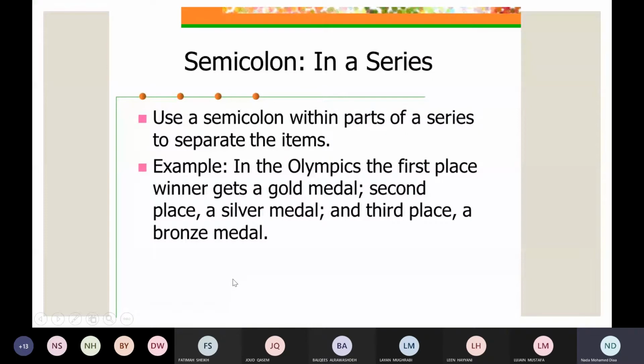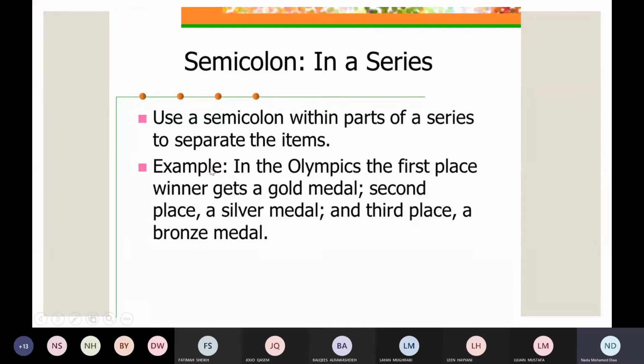Sometimes I can use a semicolon in a series. So I use a semicolon instead of a comma within parts of a series to separate the items. In the Olympics, the first place winner gets a gold medal. Second place, comma, a silver medal, semicolon. The first place winner gets a gold medal, now I finished it, so semicolon. Second place, comma, a silver medal, semicolon. The third place, a bronze medal. Okay, so this is to separate. So I use the semicolon and I use the comma.